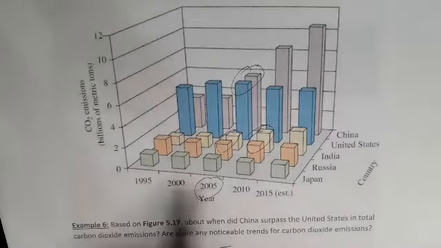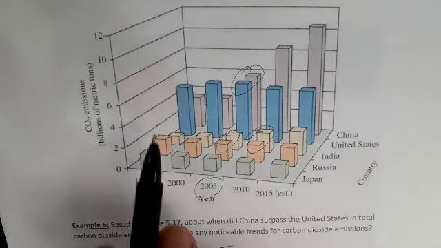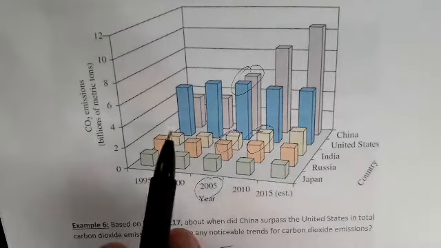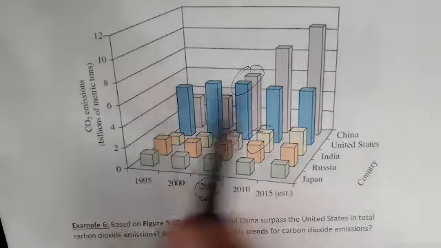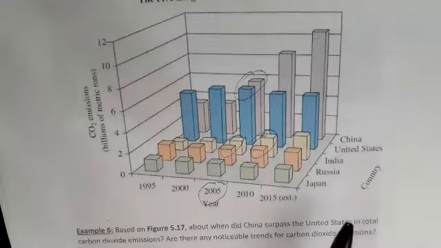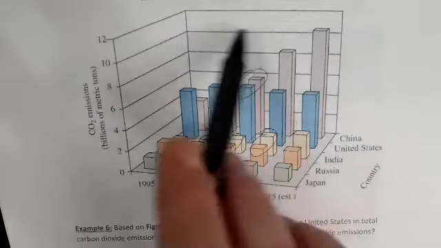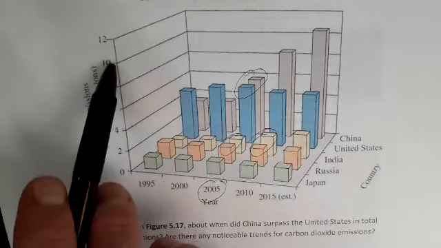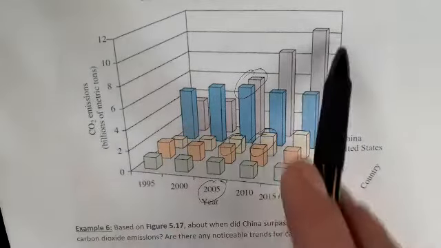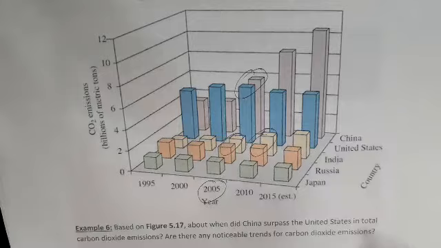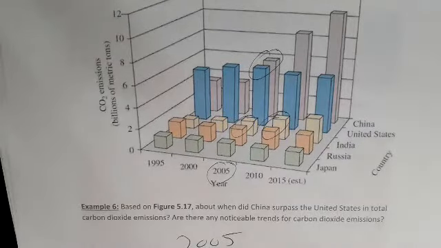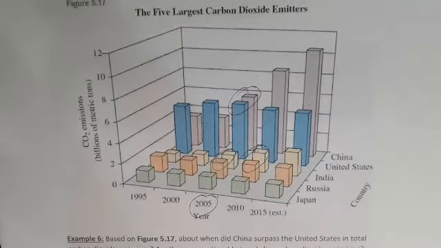So we can look across the color. Green represents Japan. All these orange represent Russia. All these yellow represent India. All these blue are the US. All these purple are China. We can look here along this line to figure out how much CO2 they're producing. We can look here for the year, and we can look here for the country. So there's a lot of information they're kind of portraying in this thing.